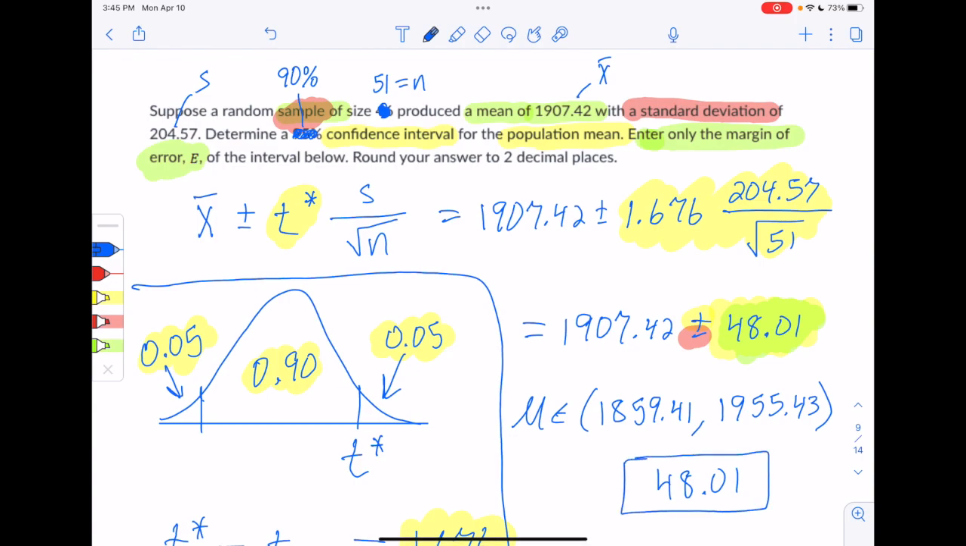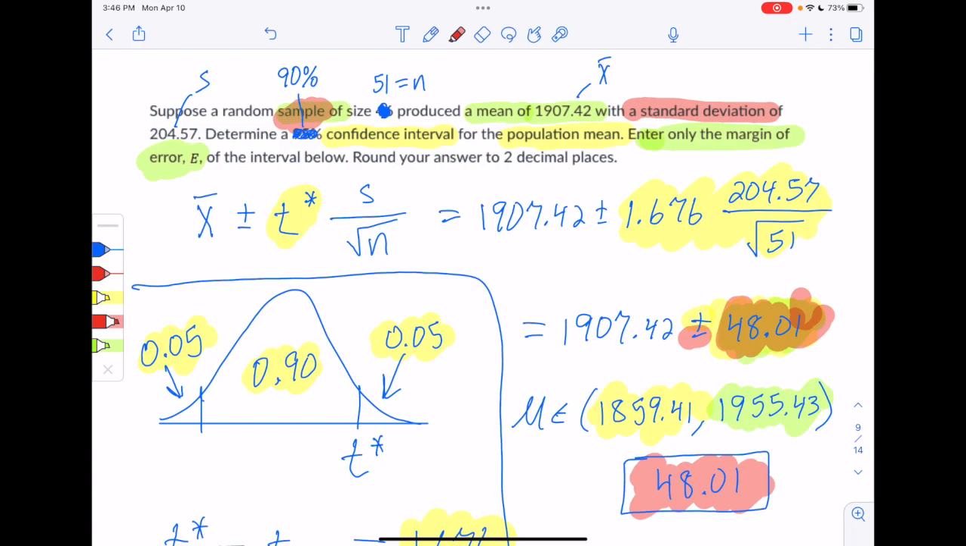Sometimes they ask you for the left boundary. If they do, you'd enter that number. Sometimes they ask for the right or upper boundary, and then you'd enter that number. But this time they wanted the margin of error. So that's this one, the 48.01, coming from the plus or minus piece right there. So that's what we want to enter into active learning.